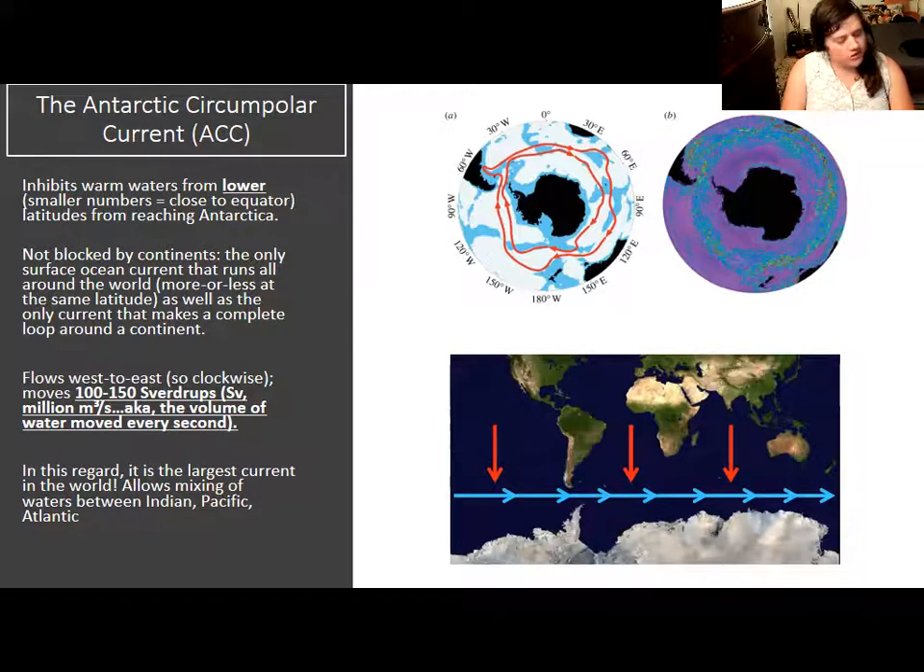It is essentially the largest current in the world in that regard, even though it doesn't allow a lot of water to reach Antarctica. Because the Southern Ocean connects the Pacific, the Atlantic, and the Indian Oceans, it allows for a decent amount of mixing of water as well as nutrients, and in some cases wildlife between the three. So it has played a large role in the story of the oceans ever since it developed, not just in terms of making Antarctica cold and isolated, but also in terms of mixing ocean currents.